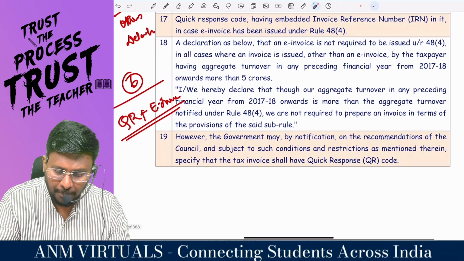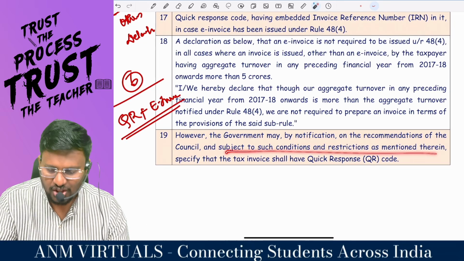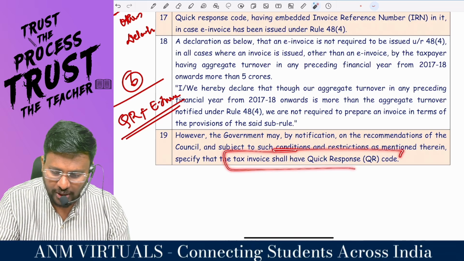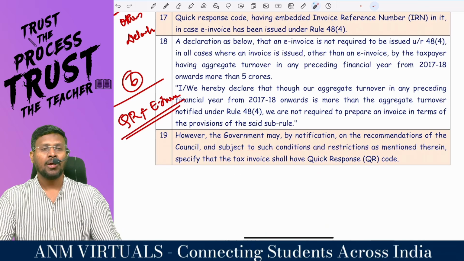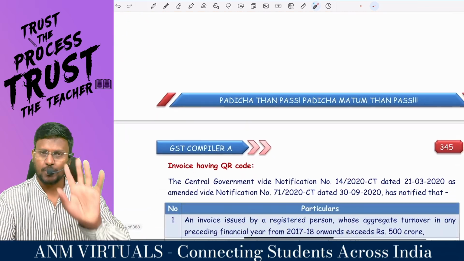However, the government may by notification on the recommendation of the council, and subject to such conditions and restrictions as mentioned therein, specify that the tax invoice shall have a QR code. So now the question arises, whose tax invoice should have what code? That's what we have studied.